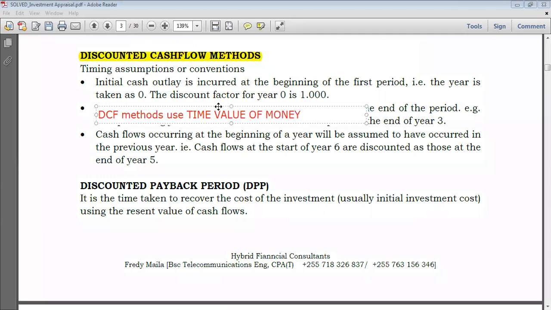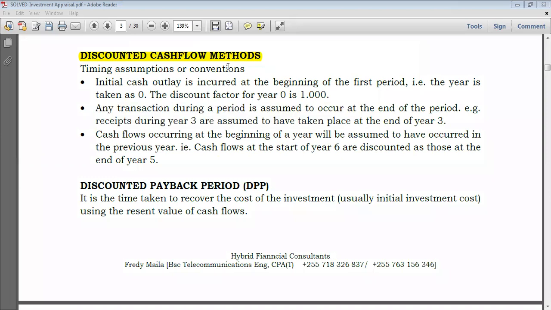If you don't know about the time value of money, I advise you to go to the actual video on time value of money. Just go to the playlist to take a look at that. It will help you very, very much. So let's go there. How do we do discounted cash flow methods?